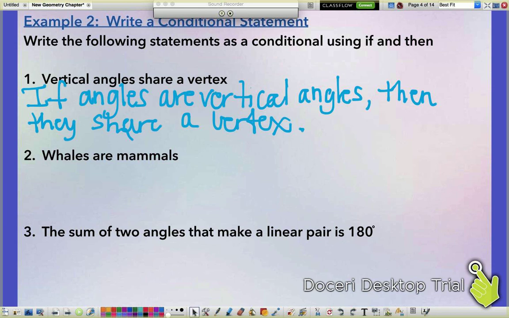Now, do you see that I did not put vertex first? Here's what happens. Kids will say if angles share a vertex, then they're vertical angles. Okay, that's actually the inverse of the statement. So whatever it says first, it says vertical angles, that has to be in your if part. And then share a vertex has to be in the then part. Okay, don't mix those up.